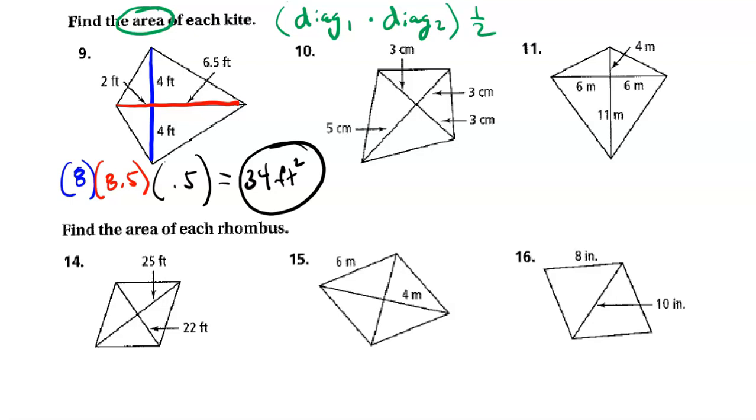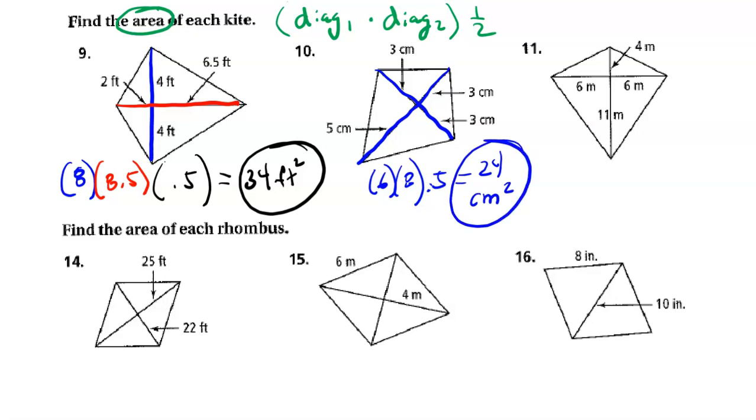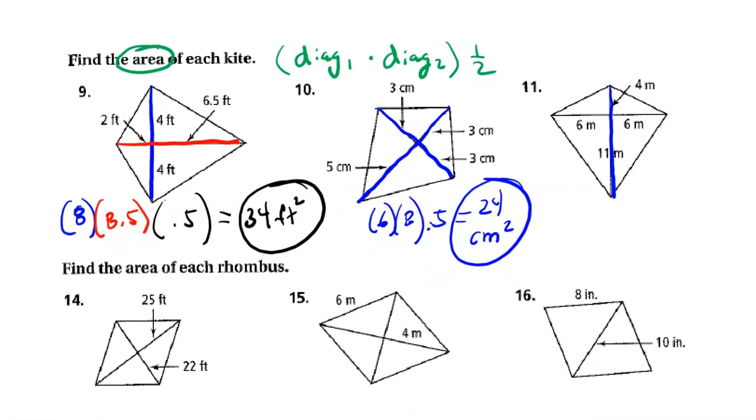Let's try number 10, kind of using the same idea. So I have 6 times 8, which is 48, times 1/2, or times 0.5, would give me 24, and that's centimeters squared. Looking at number 11, I have 15 times 12 times 0.5. So 15 times 12 is 150, and 30 is 180. Half of 180 would be 90 meters squared.